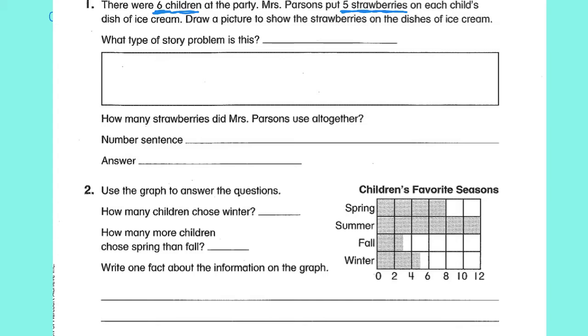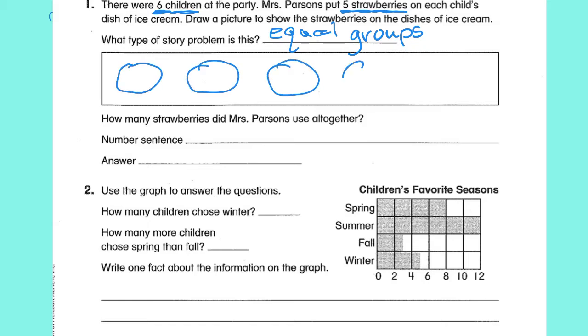Yes, it is an equal groups type of story problem. Equal groups. All right, so we're going to go ahead and draw our, I guess we have 6 kids with plates. So we're going to do 1, 2, 3, 4, 5, 6. Draw my plates too big. But then we're going to add our 5 strawberries on each plate.